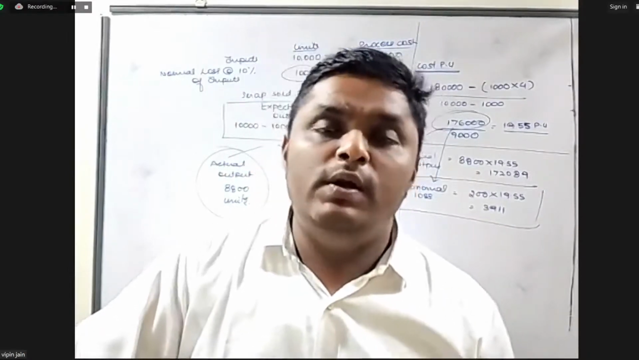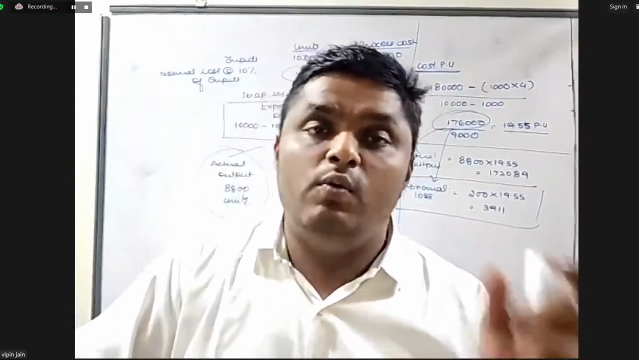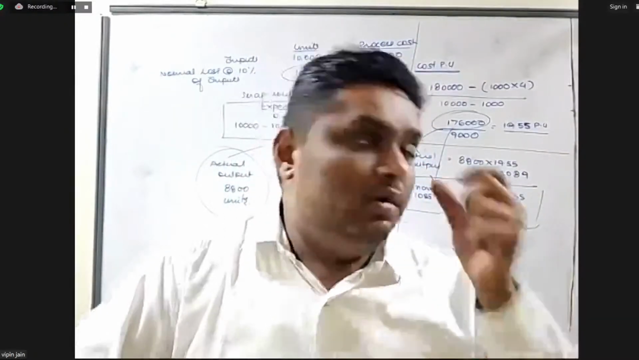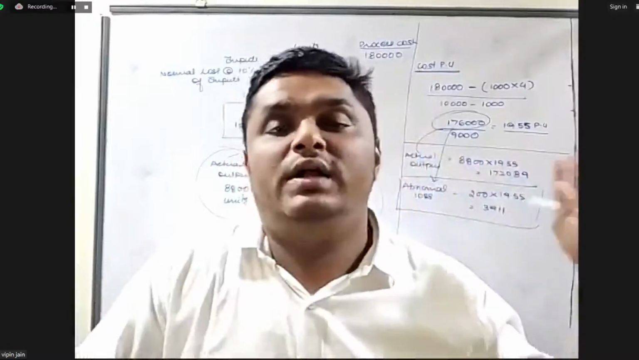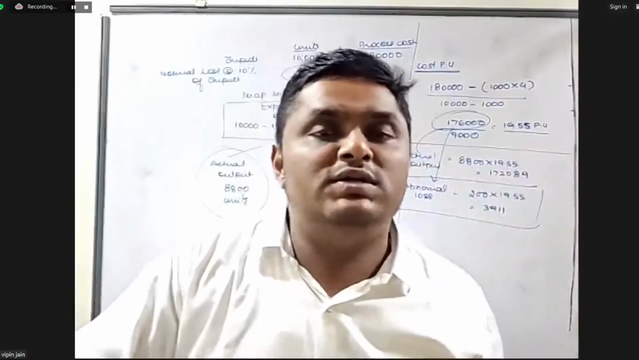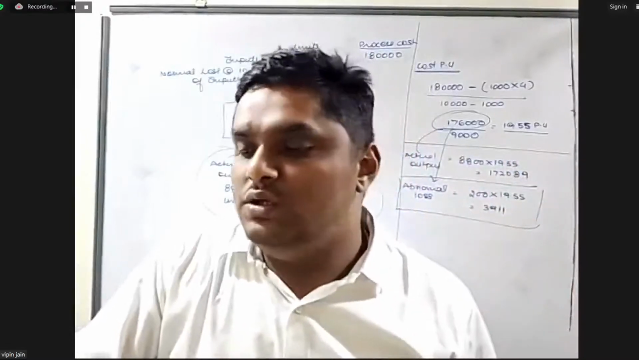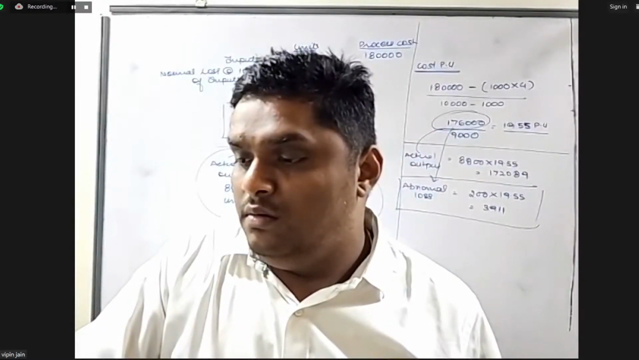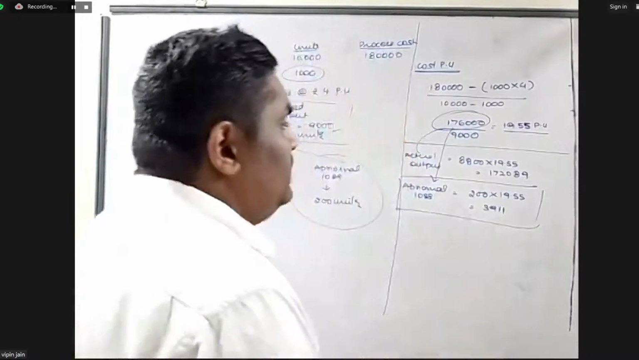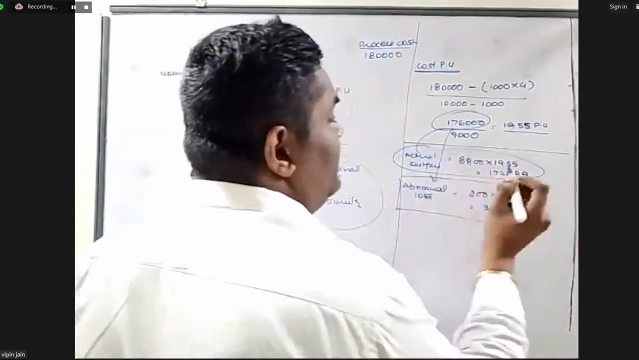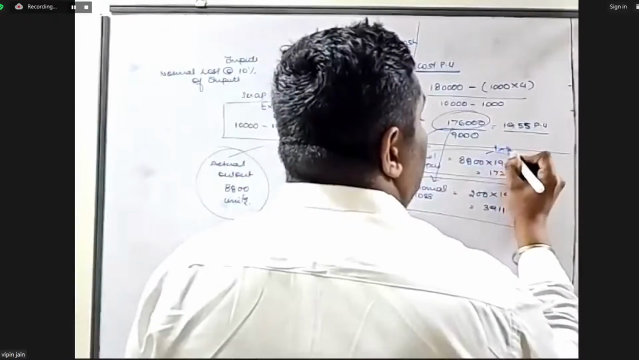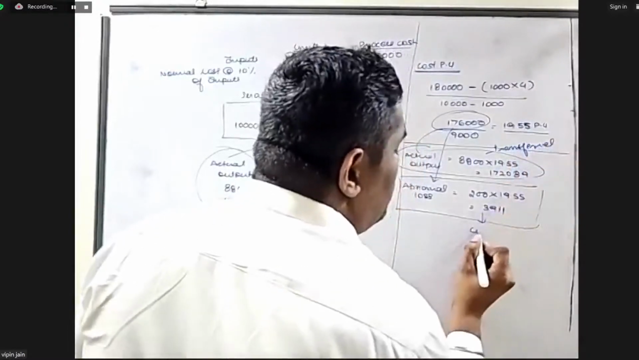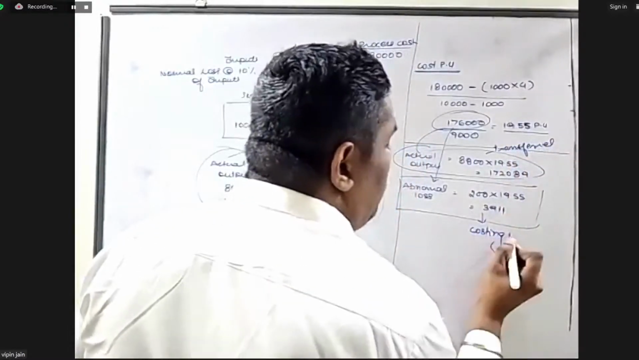So when talking about abnormal loss, the product cost will not be inflated. The value of abnormal loss will be equal to the value of a good unit. The amount will be shown on the credit side of the process account, and thereafter it will be transferred to costing P&L. The units that are transferred to the next process will go to the next process, and abnormal loss will be transferred to costing P&L.